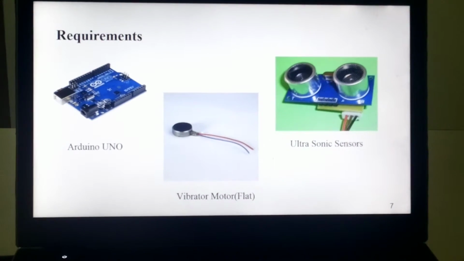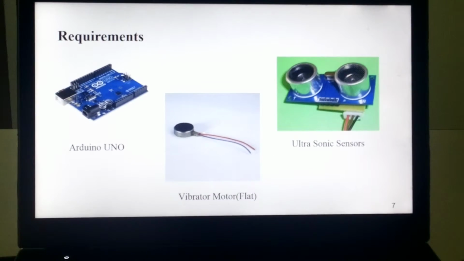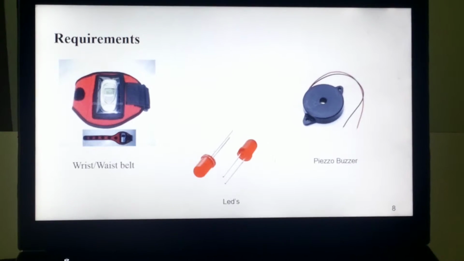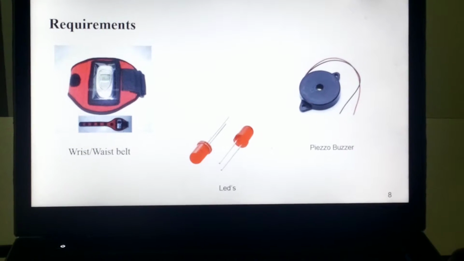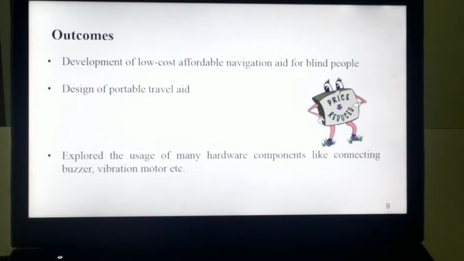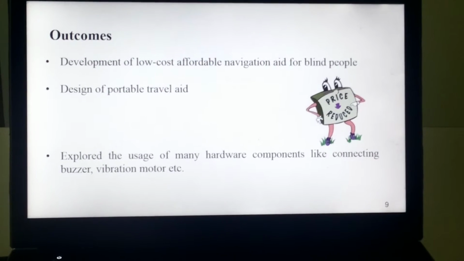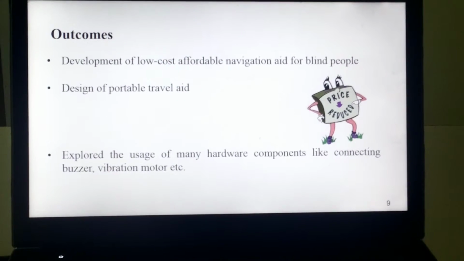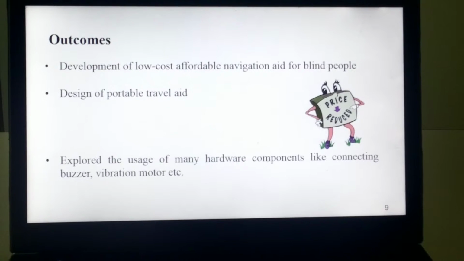Next, the requirements of the project. Firstly we need an Arduino, a microcontroller in which we program, and next we need ultrasonic sensors to detect the obstacles. We have vibrator motors to alert the user once an obstacle is detected. Next we are using a wrist or waist belt and a piezo buzzer for the alerting system, and LEDs are just for demonstration purposes.